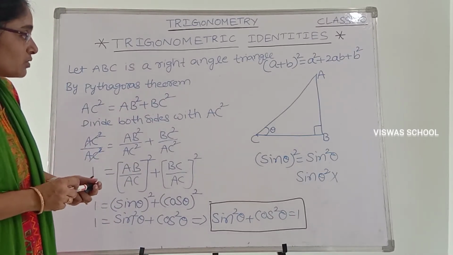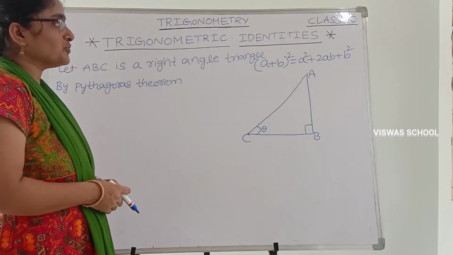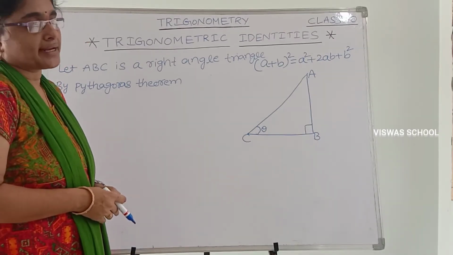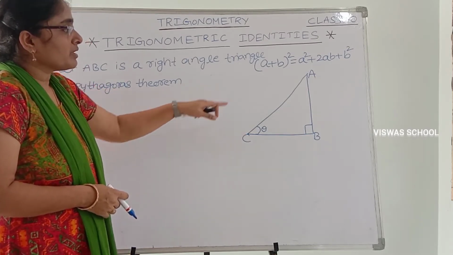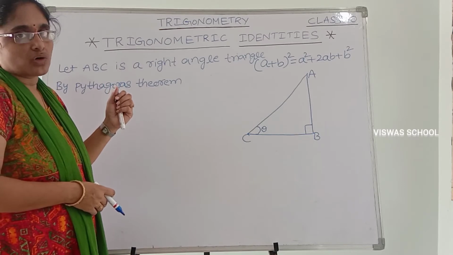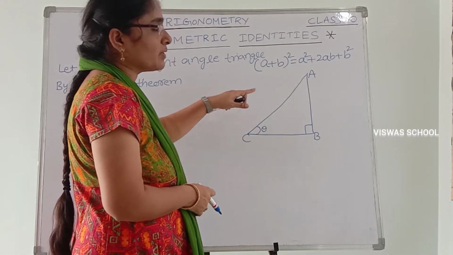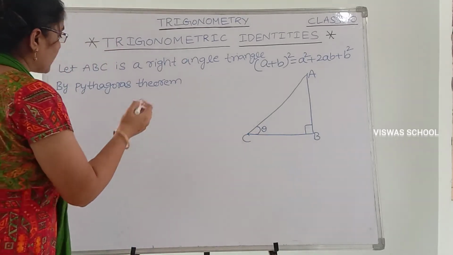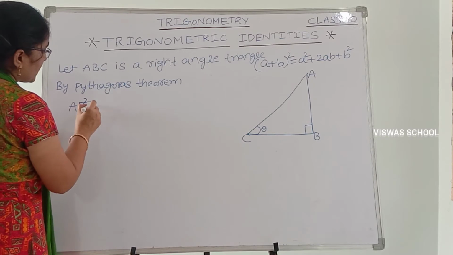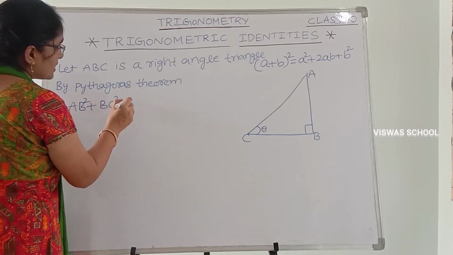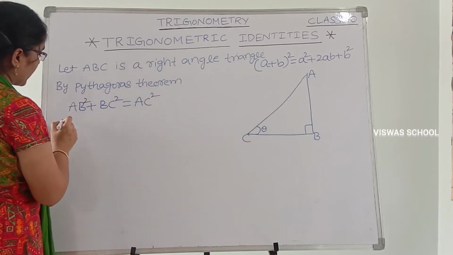Next, let us do the second trigonometric identity also. To find the second trigonometric identity, the right angle triangle is ABC. Here I am using the Pythagoras theorem. This means side square plus side square equals hypotenuse square. Write this as AB square plus BC square is equal to AC square.